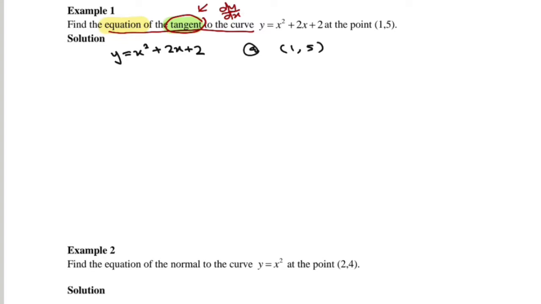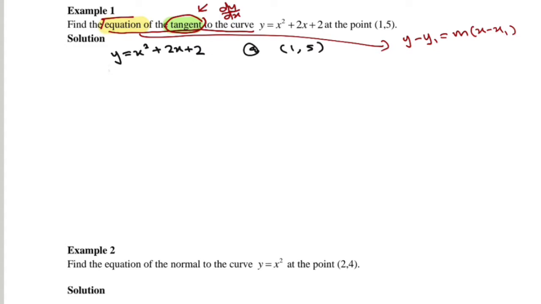And then, since you want to find the equation of the tangent, what you have to remember is the formula to find that equation. And what's the formula? It's y minus y1 equals the gradient m times x minus x1. Once you have remembered all of this, you can proceed. This is the equation, y equals x squared plus 2x plus 2.